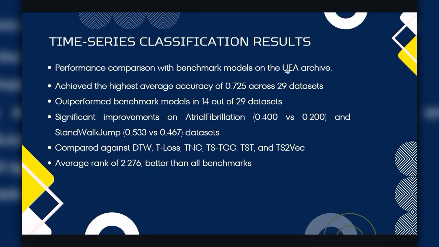Their results on time series classification were particularly impressive. On the UEA archive, they achieved the highest average accuracy of 0.725, outperforming all benchmark models. Their method achieved the best accuracy on 14 out of 29 datasets. They significantly outperformed other methods on datasets like atrial fibrillation and standwalk jump. These results demonstrate the effectiveness of their multitask approach in learning discriminative features for classification tasks.